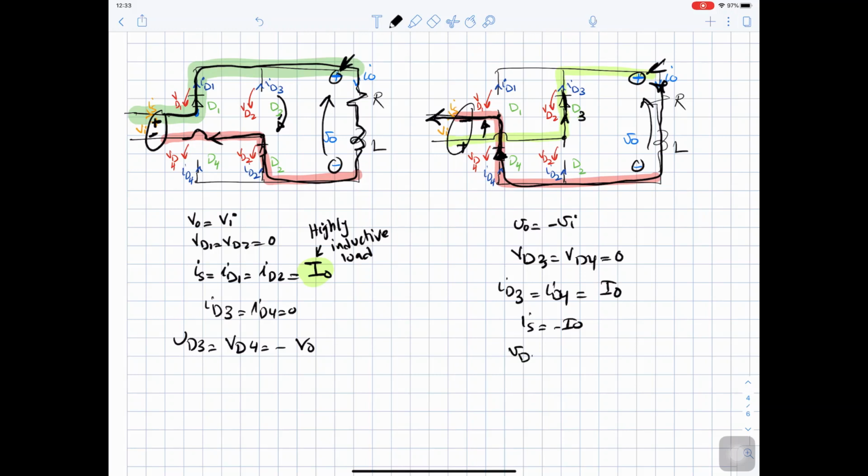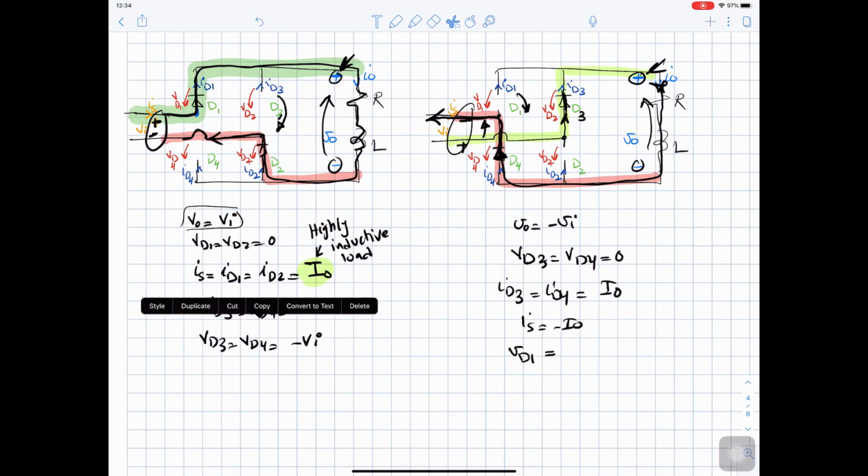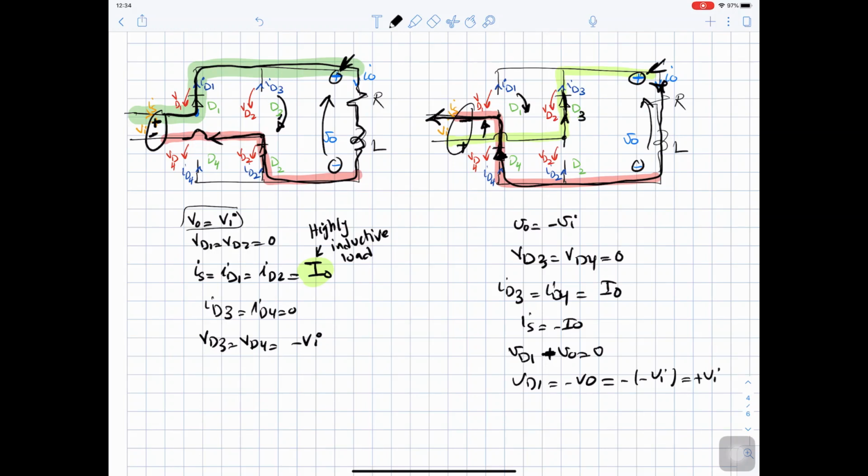And in this case, here is V diode 1. So V diode 3 equal V diode 4 equal negative Vn, because V out and Vn are equal. So we can write it as a function of Vn, which is the waveform we have. So here V diode 1 plus V out equals 0. So V diode 1 equal negative V out, and V out is negative Vn. So this is positive Vn.